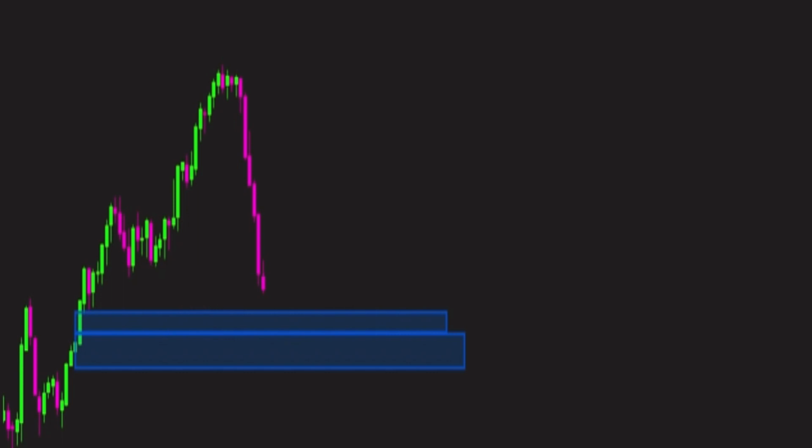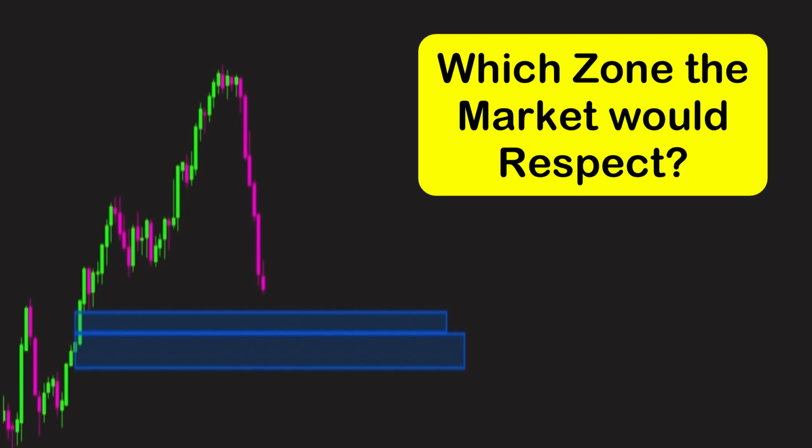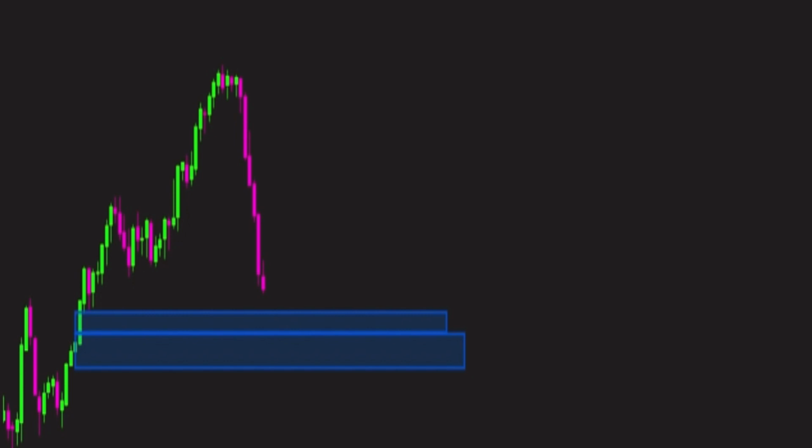Now how do we identify which zone among both of these zones will be respected by the market? In order to find this, we need to wait for the market to make big candles of the opposite direction. And after the market does so, we will go to the lower time frame for the change of character confirmation.